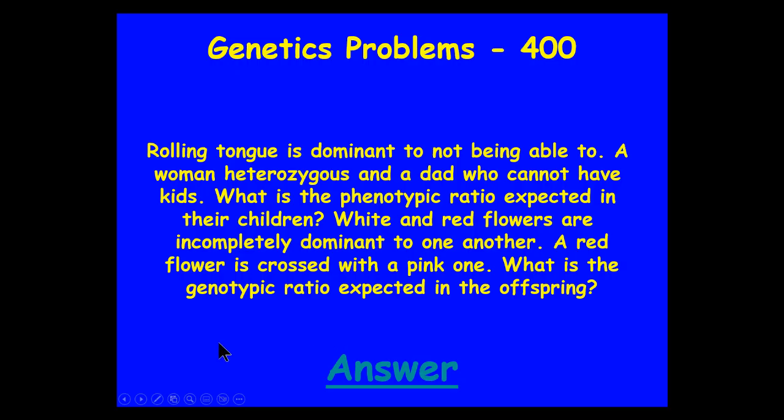Rolling tongue is dominant to not being able to. A woman heterozygous and a dad who cannot roll his tongue have kids. What is the phenotypic ratio expected in their children? Second genetics problem. White and red flowers are incompletely dominant to one another. Red flowers crossed with a pink one. What is the genotypic ratio expected in the offspring?